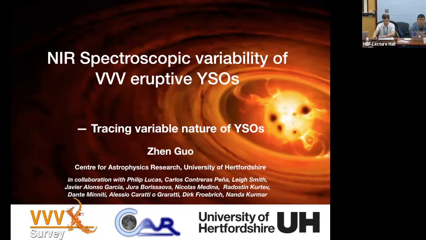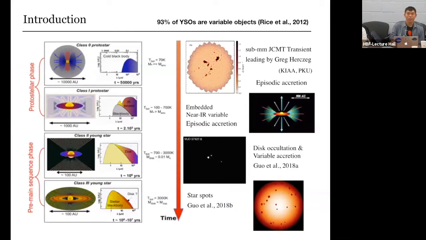Today I'm going to show you our near-infrared spectroscopic results of those variable eruptive objects that Phil already showed us some light curves. For those who are not really working on the pre-main sequence stage, the evolution of a pre-main sequence star can be divided into 4 stages, basically from class 0 to class 3.